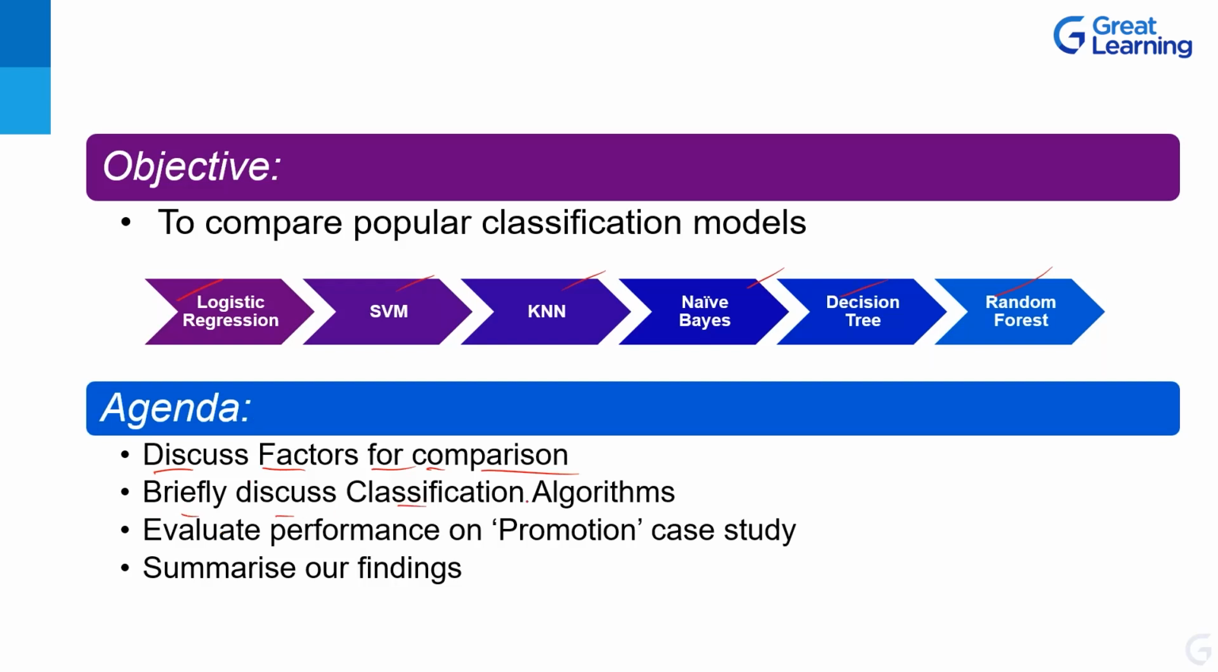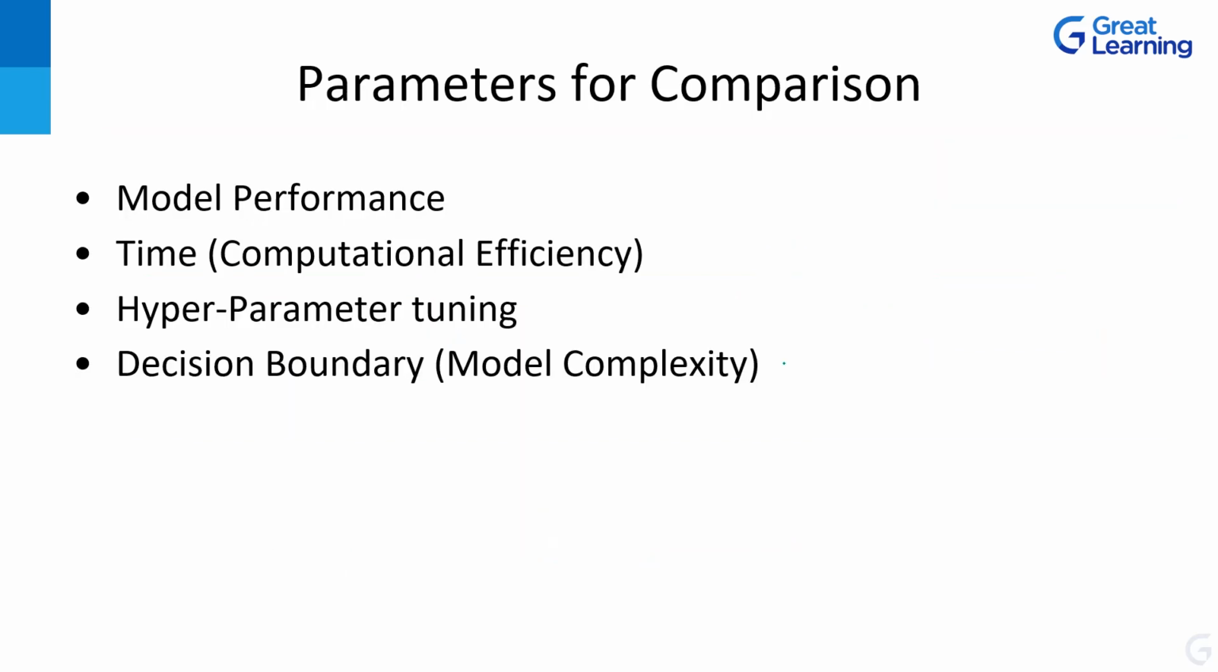Finally, after we have a brief intro about the algorithms, we would be comparing their performance on a common data set. The case study that we are going to work on is a case study on promotions. We are going to use these algorithms to try to predict which candidates, which professionals working in a company, are more likely to get promoted compared to others. And finally, at the end, we are going to summarize our findings on where we feel that these algorithms fit better.